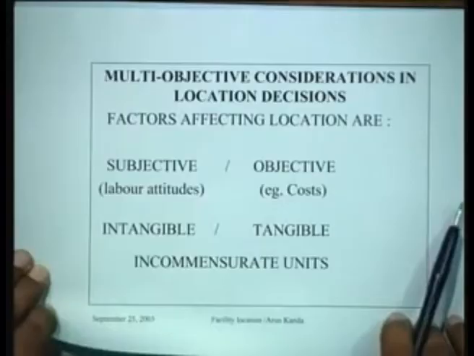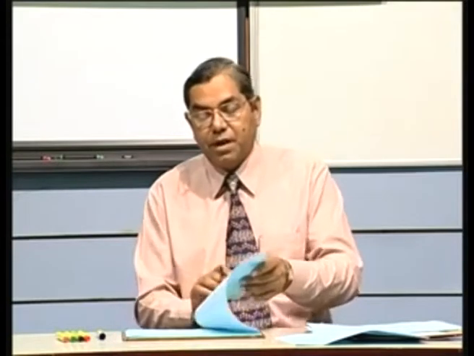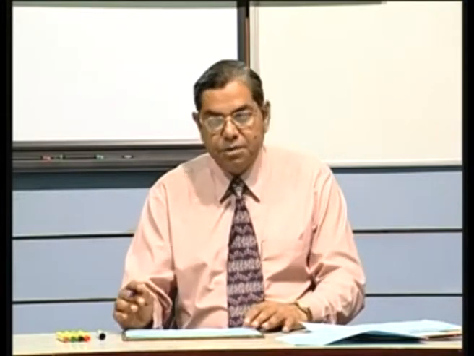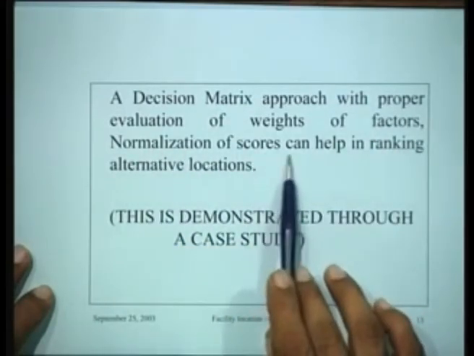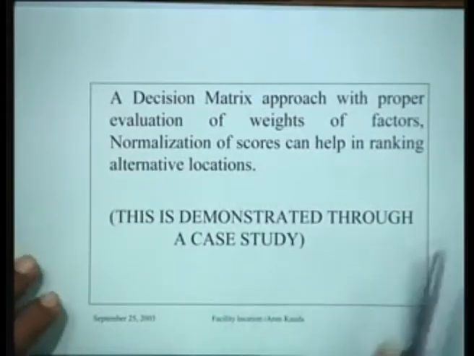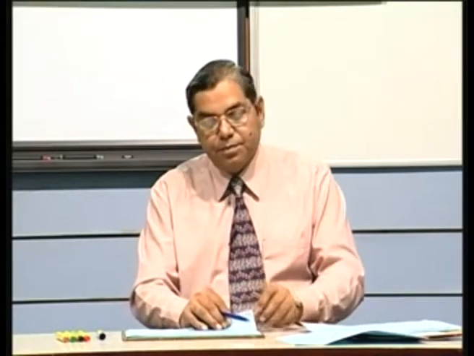So when you are evaluating different factors for plants, you have to consider these considerations and arrive at a possible scheme for evaluation of all the factors. In fact, what we will do in the next lecture is look at a decision matrix approach with proper evaluation of weights of factors and normalization of scores for ranking of alternative locations. And this is done through a case study which we will take up in the next lecture.